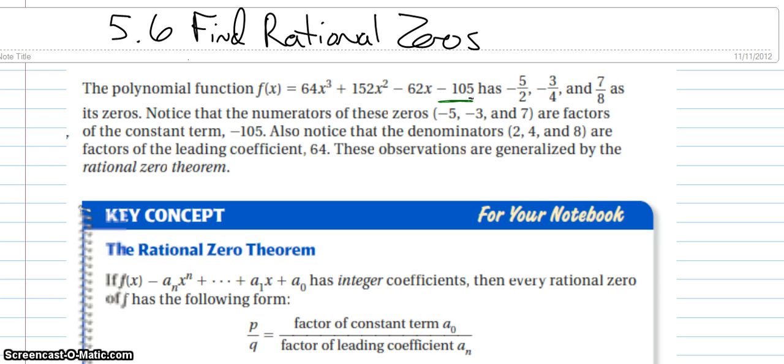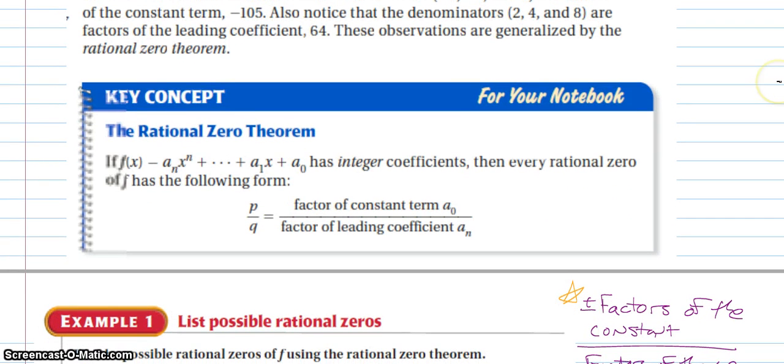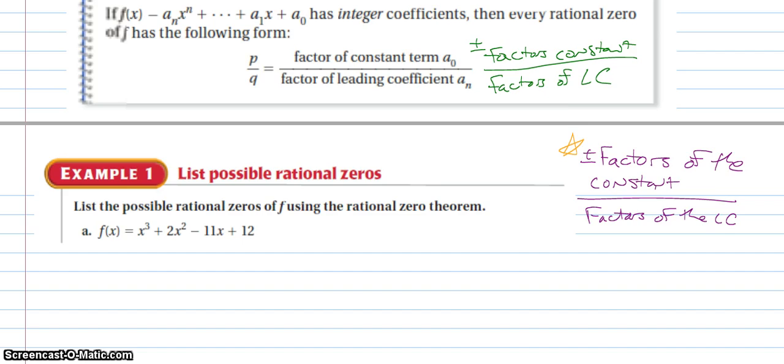This will always occur. We have what's called our Rational Zero Theorem. So essentially what this is, we have our factors of our constant over factors of our LC, and we just have to keep in mind that factors can be the positive or negative version of each of these numbers. So let's take a look.